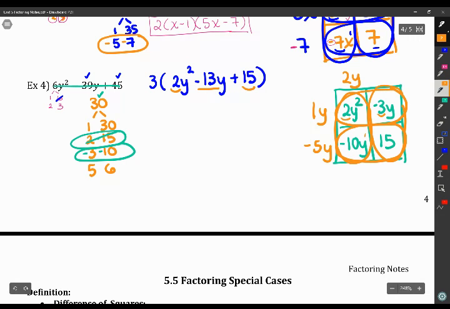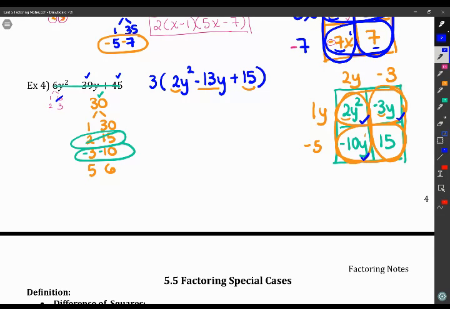My smaller number is negative 3. Does it go into 15 evenly? It does. And so we write it down. And then when we do our double check, 1y times 2y is 2y squared. 1y times negative 3 is negative 3y. Negative 5y times 2 is negative 10y. Negative 5y times negative 3 is positive 15y. This doesn't have a y, so that helps you see that I shouldn't have had a y here. And so it helps you see your mistakes really easily.